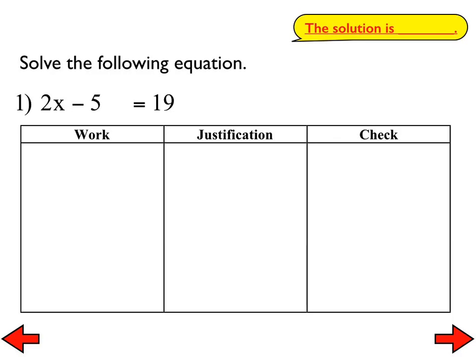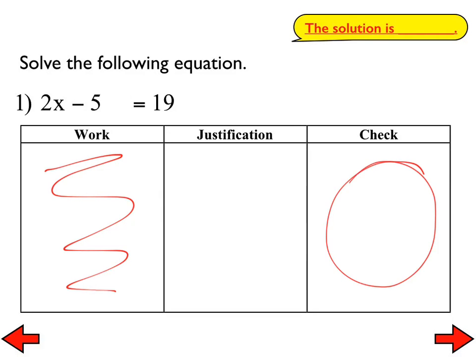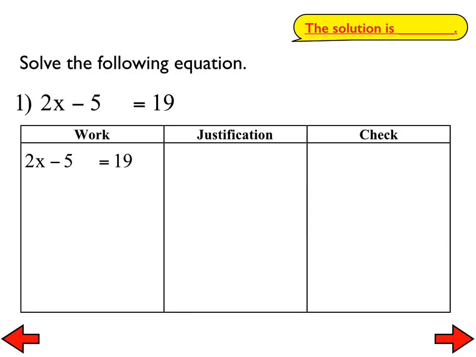So here is number 1. We're going to do the work the same way that we did yesterday, but we're going to do the work in this area right here. Justification is which math property we're using, either the addition property, the subtraction property, the division property, or the multiplication property. Over here, we're going to be checking to make sure that we got the right answer. I'm going to demo number 1 and number 2. Everything that I write down, other than what I just wrote down right there, you need to write down. So let's write down the problem inside the work section.